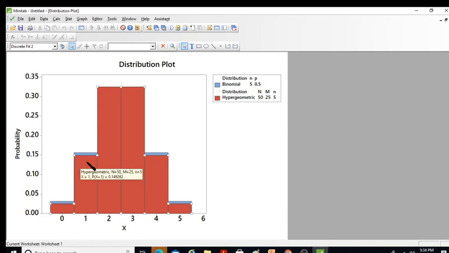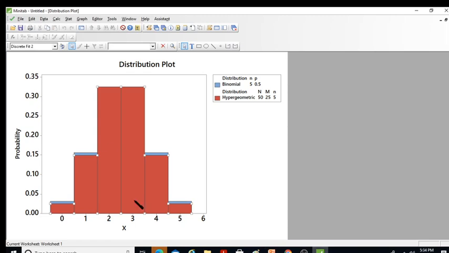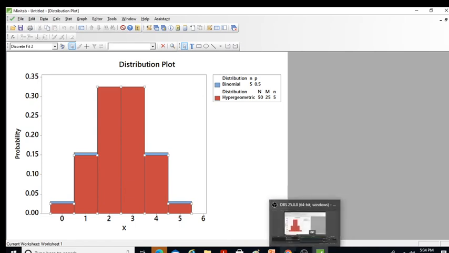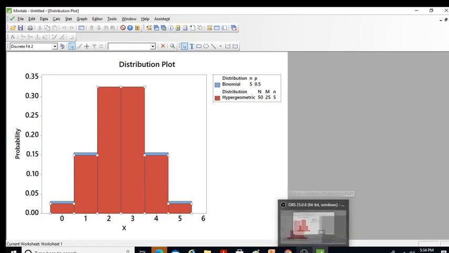For example, for this hypergeometric distribution it is 0.14962, and for binomial it is 0.15625. So there is a very small difference between these values, and we have done it in theory for 0.156 and 0.149. So exactly the same thing, you can compare two distribution plots. This is quite handy, Minitab doing it, and you can verify your answers.